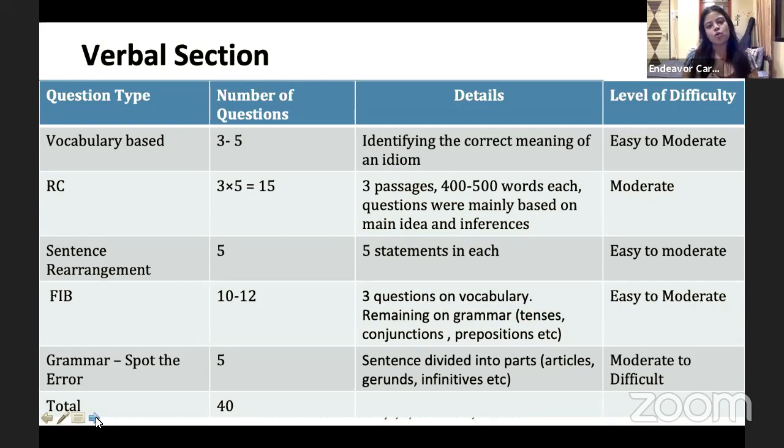Now I'm going to hand over to our quants faculty, quants and DI faculty. So he is going to run you through the reasoning and the quant section.